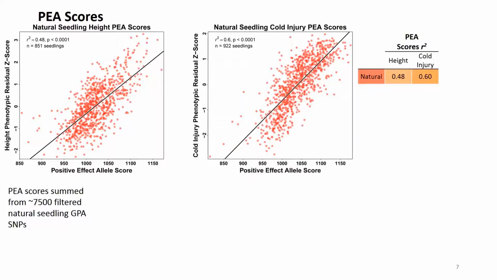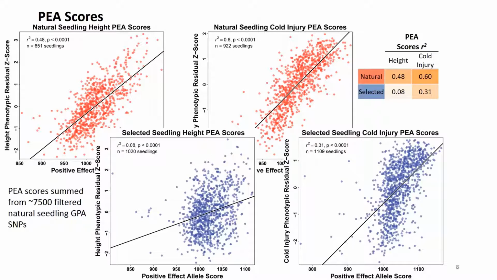PEA scores for cold injury also explain quite a large proportion of variation in the cold injury phenotypes of the natural seedlings. However, the panel of SNPs identified from the GPA analysis of natural seedlings does not closely match the panel of SNPs that is adaptive in the selective seedlings from the same region to accurately describe the variation that they contain.